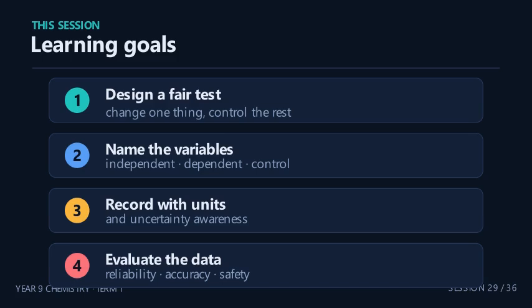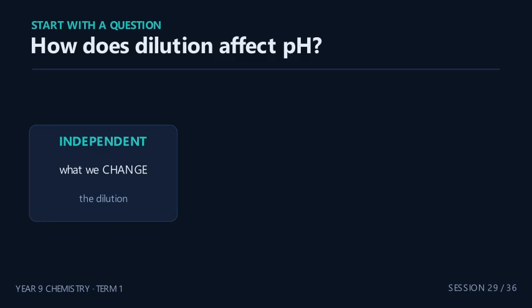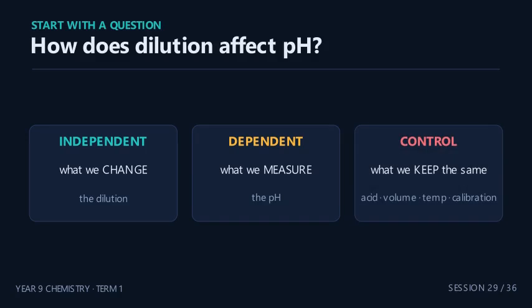Let's think like investigators. Every good experiment starts with a testable question. Here's ours. How does dilution affect the pH of an acidic solution? Now the 3 kinds of variable. The independent variable is the one we deliberately change. Here, the dilution. The dependent variable is the one we measure. Here, the pH. And the control variables are everything we keep the same. The acid identity, the total volume, the temperature, the probe calibration, the mixing time.